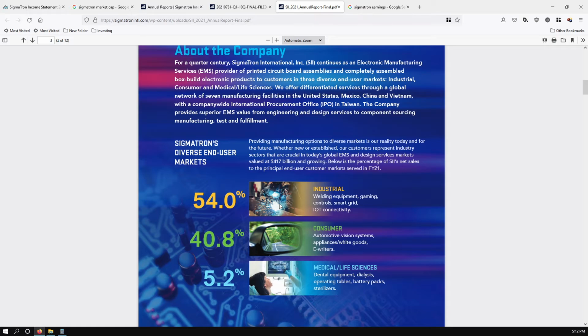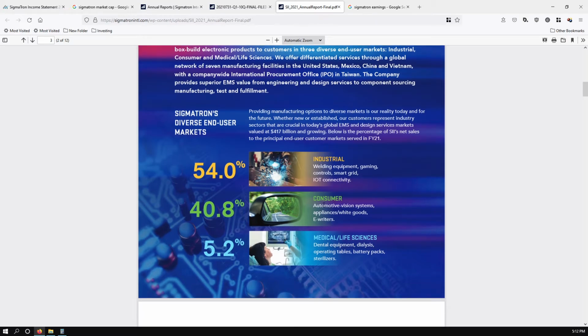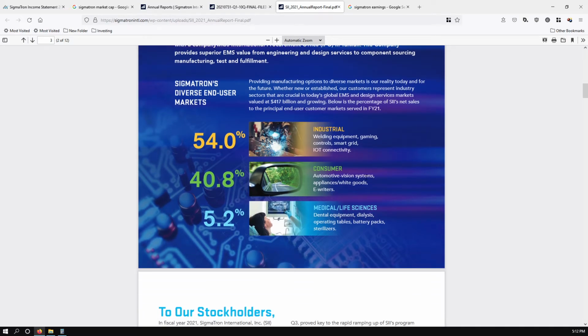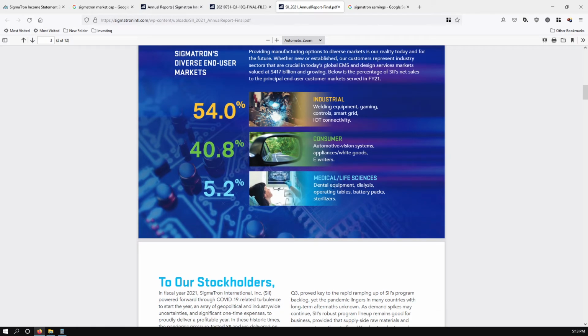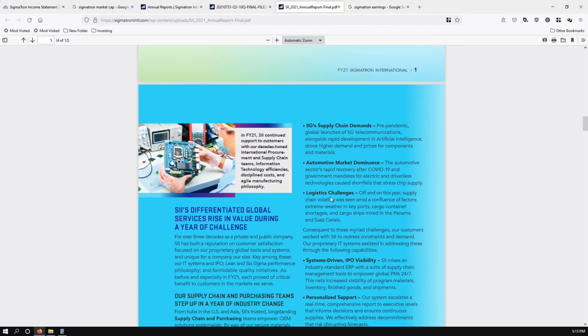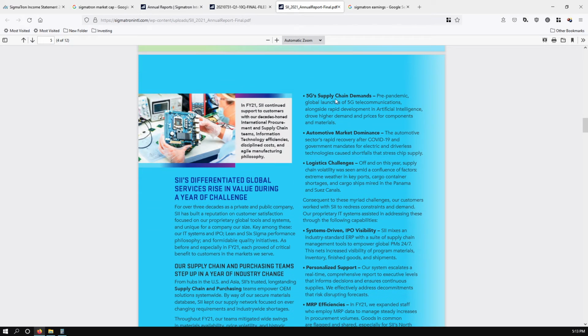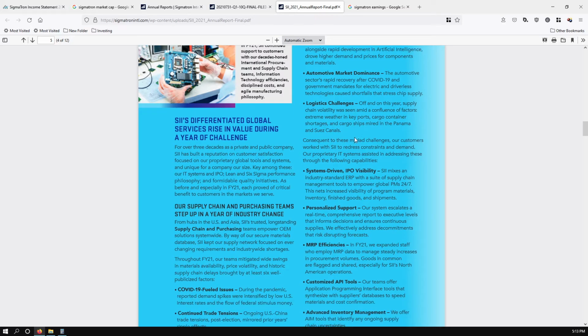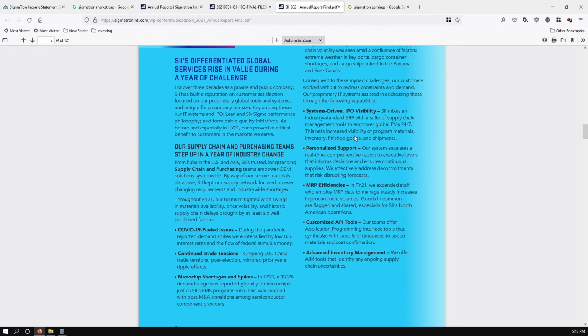So here it says 54% of their business is welding equipment, gaming controls, smart grid, Internet of Things, connectivity, consumer side, automotive vision systems, appliances, white goods. I don't know what white goods are. And e-writers. Medical life sciences 5.2%, dental equipment, dialysis, operating tables, battery packs, and sterilizers. And just scrolling through, they're citing 5G supply chain demands, automotive market dominance, and a couple of issues that they're running into.